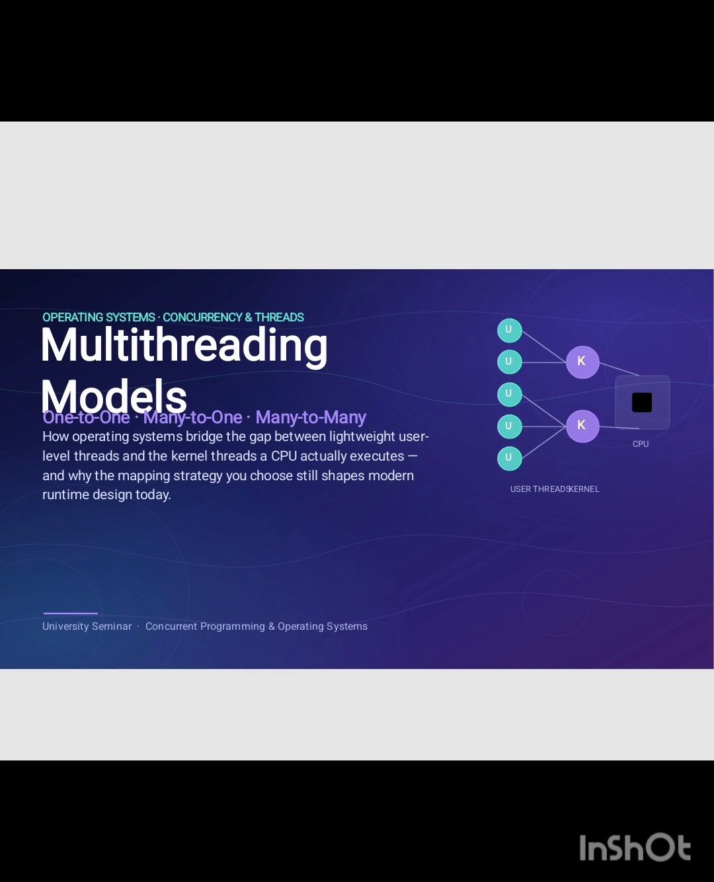So let's begin. Operating system concurrency and threads. Multithreading models: one-to-one, many-to-one, many-to-many. How operating systems bridge the gap between lightweight user-level threads and the kernel threads a CPU actually executes, and how the mapping strategy you choose shapes runtime design today.